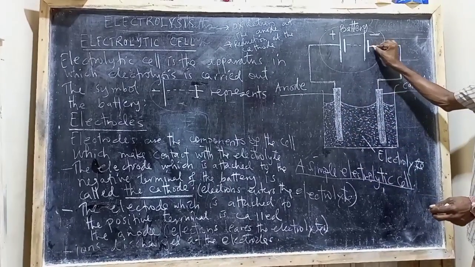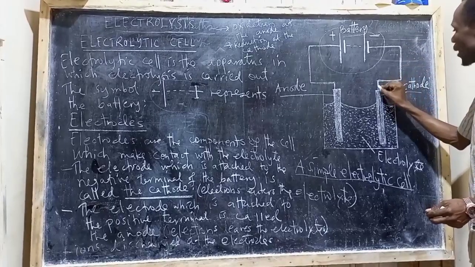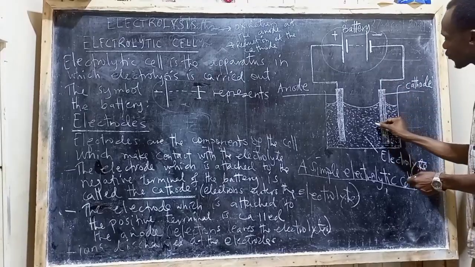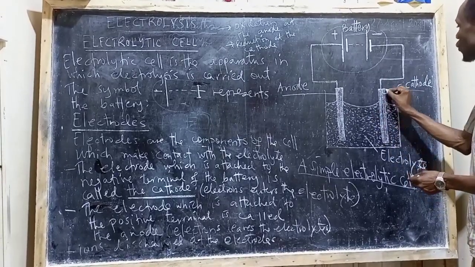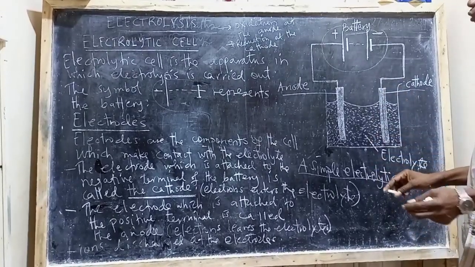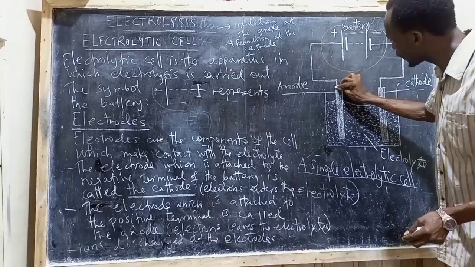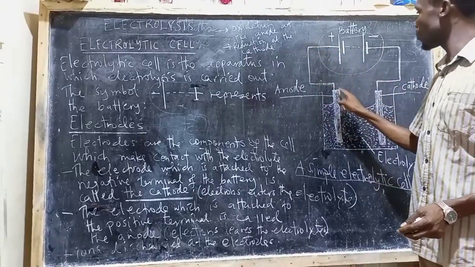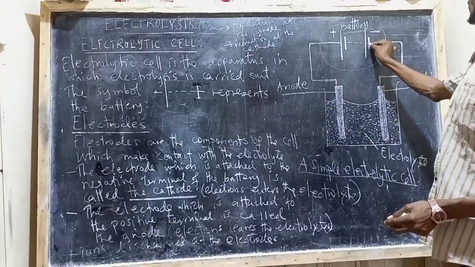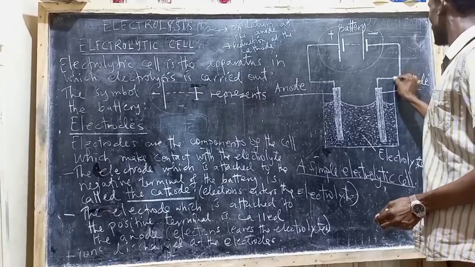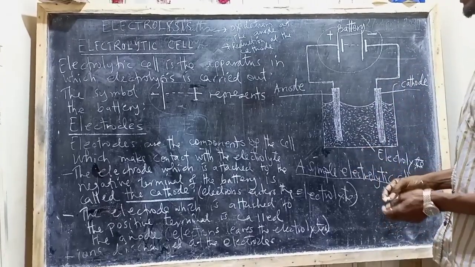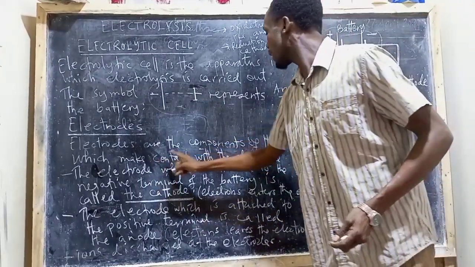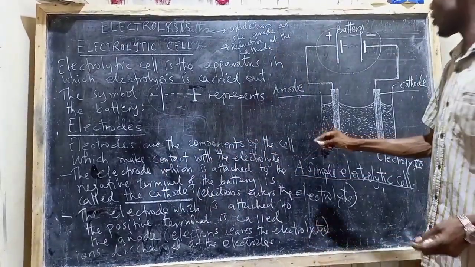We have two electrodes. One is connected to the positive terminal of the battery, and the other is connected to the negative terminal of the battery. And they have got names. Electrodes are the components of the cell which make contact with the electrolytes.